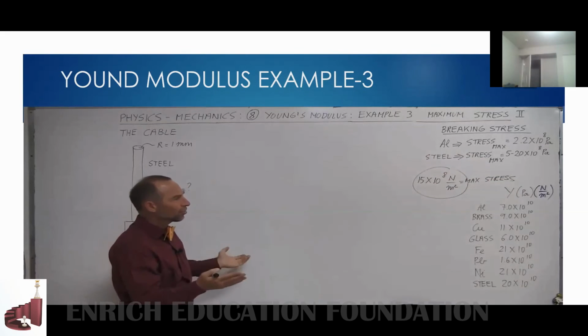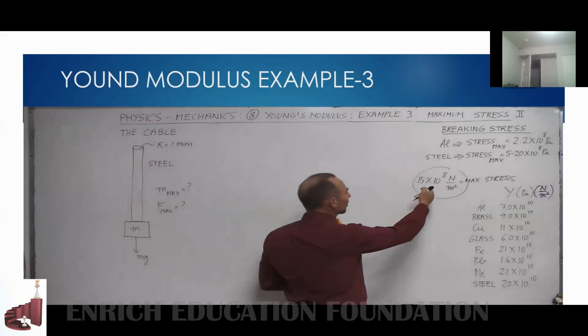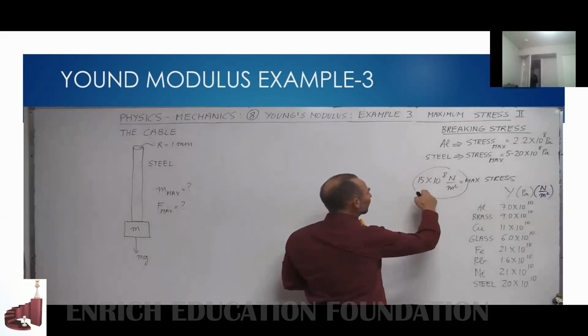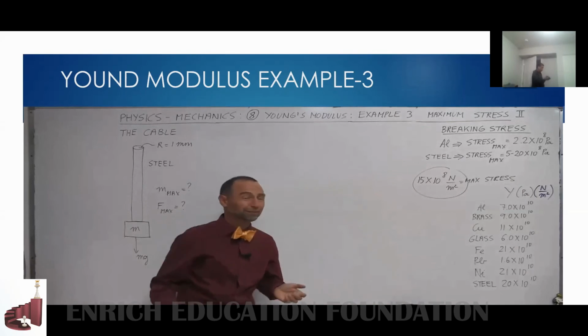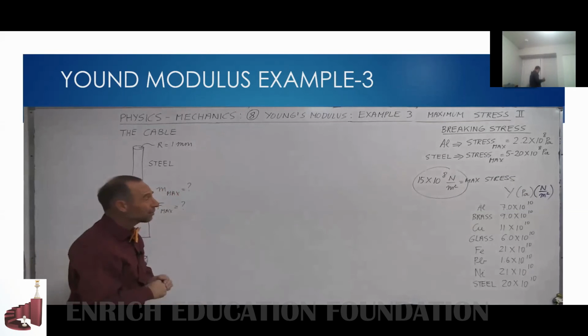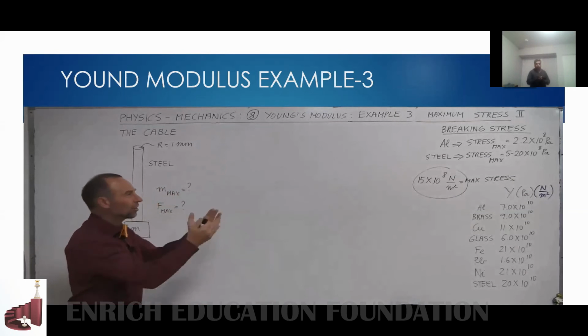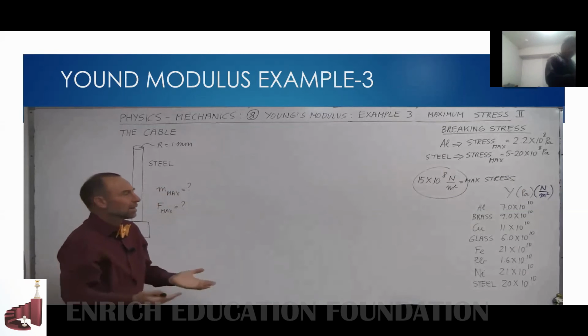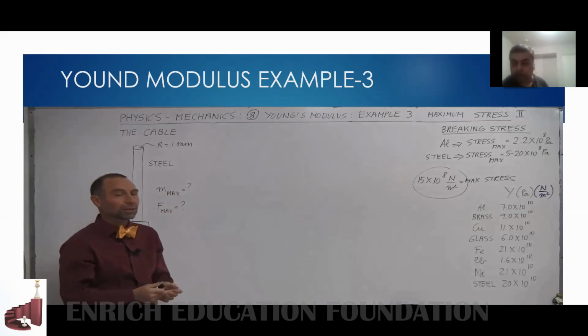for different reasons. And so let's say we have some steel that has a maximum stress of 15 times 10 to the 8 newtons per square meter. Well, that may still not mean anything to us. What does that really mean, the breaking stress, and what does that mean, 2.2 times 10 to the 8 or 15 times 10 to the 8 newtons per square meter?